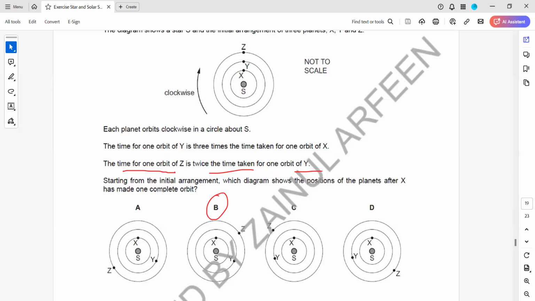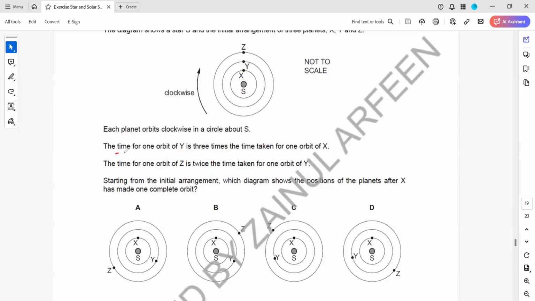Is it clear? This one? Or should I repeat? Yes. Is it then clear? Repeat how you found about Y. How can we find about Y?